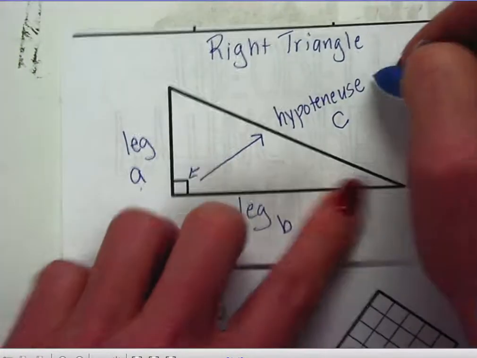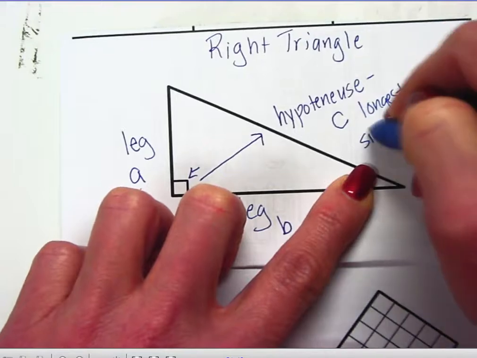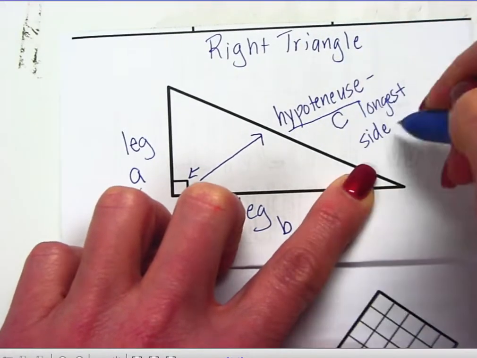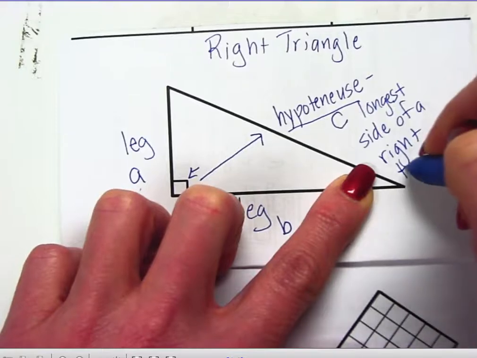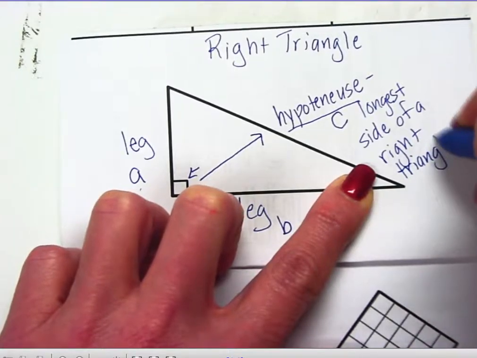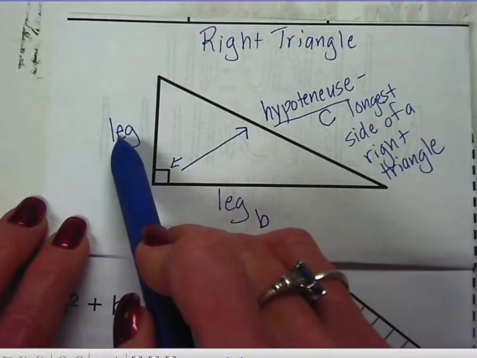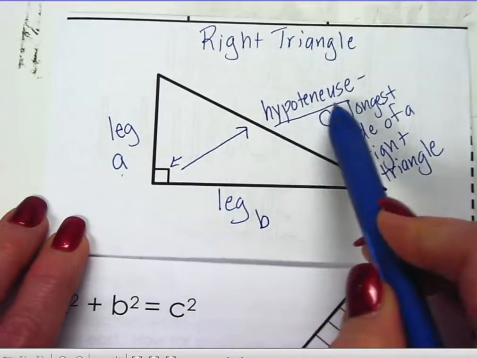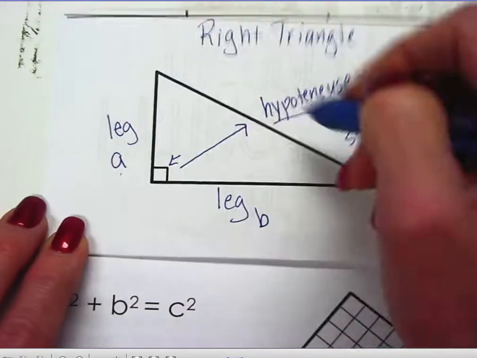So the hypotenuse is the longest side of a right triangle. All right, so these are our two shorter sides, and the hypotenuse, of course, is the longest side of a right triangle. And we're going to label that with C.